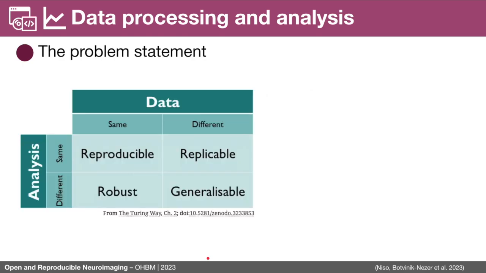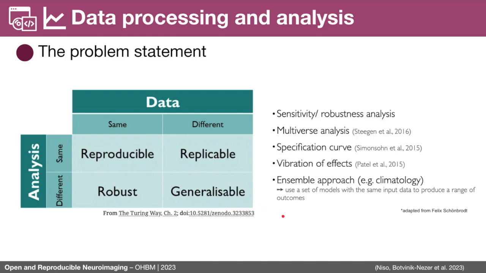If you think about data processing and analysis a bit further, you can summarize it nicely in the way the Turing Way did it here, by two dimensions, analysis and data, where each is either the same or different. If we run the same analysis on the same data, we talk about reproducibility. If we run the same analysis on a different kind of data, we talk about replicability. If we run a different analysis on the same data set, it's robustness. And if we run a different analysis on different data, it's generalizability.